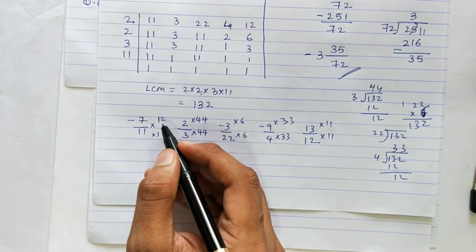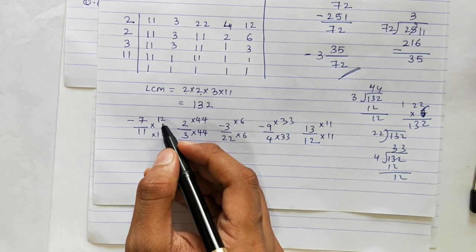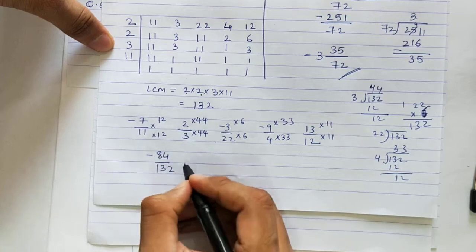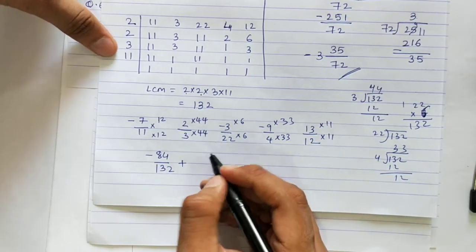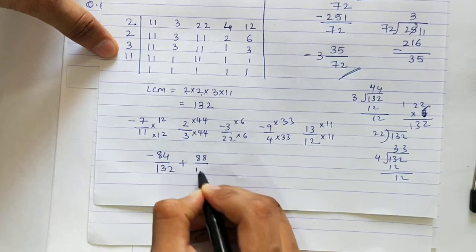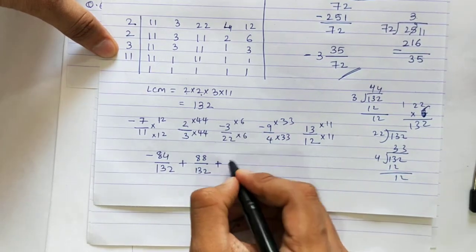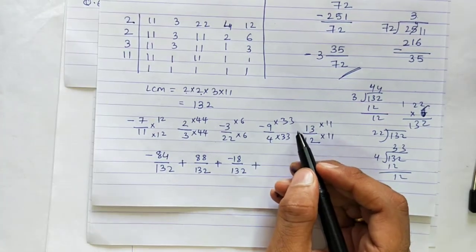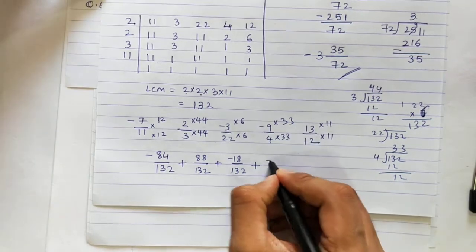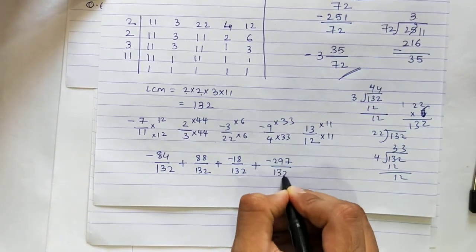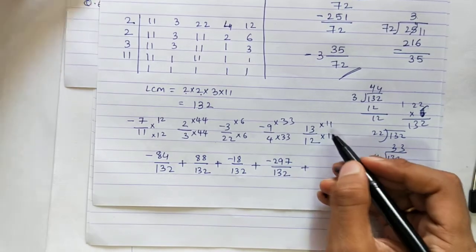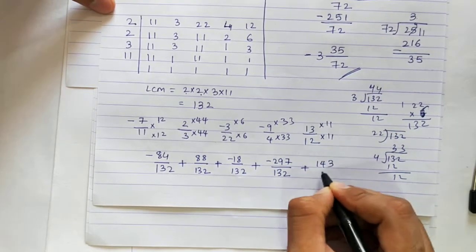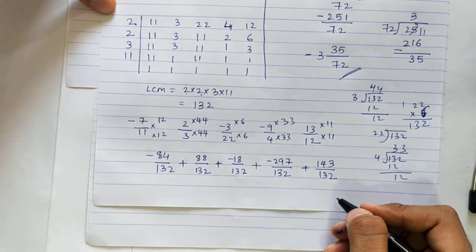So 12 into 7 is 84, minus 84 upon 132 plus 44 into 2 is 88 upon 132 plus 6 into 3 minus 18 upon 132 plus 9 into 33 minus 297 upon 132 plus 13 into 11. 13 into 11 is 143 upon 132.